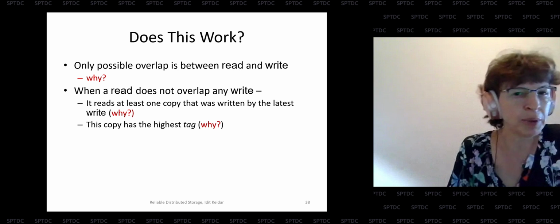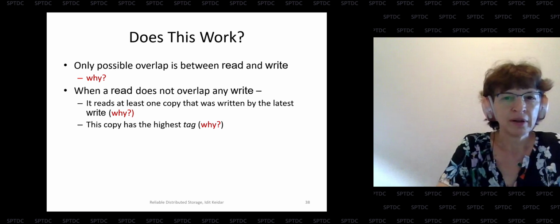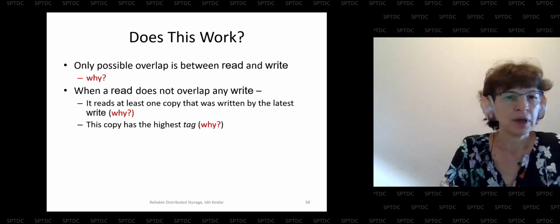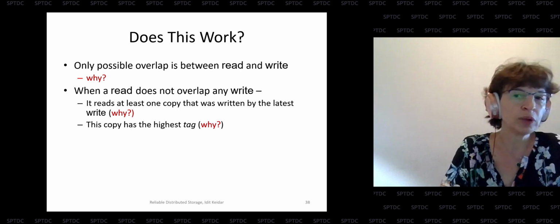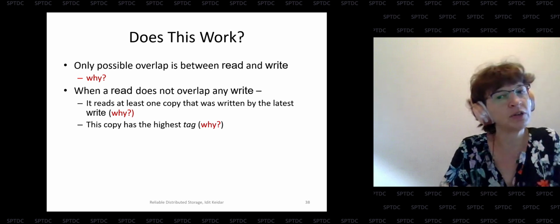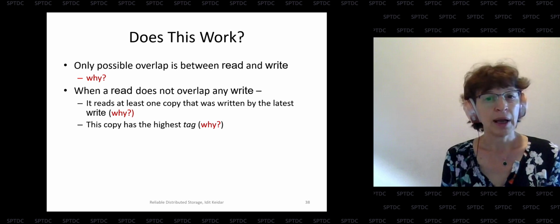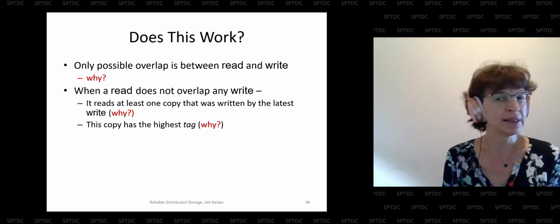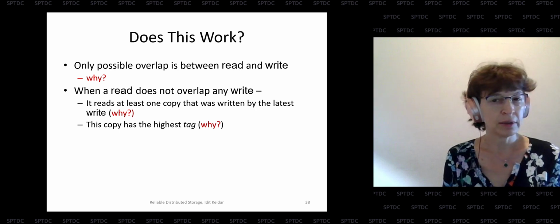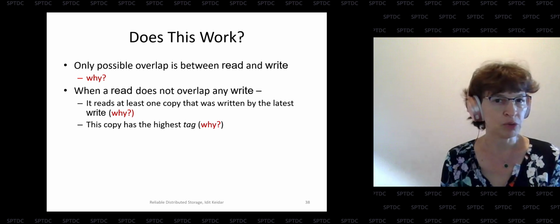So for linearizability, we need the following. We need to be sure that if the read does not overlap any write, it reads the value of the last write. How do we ensure that? Well, we observe that the read reads at least one copy that was written by the last write. That follows from the fact that the writer writes to a majority and the reader reads from a majority, and two majorities intersect. And this copy that it reads has the highest tag, the highest timestamp, simply because the timestamps are monotonically increasing. So it's very obvious that a read that doesn't overlap any write will return the value of the last write.